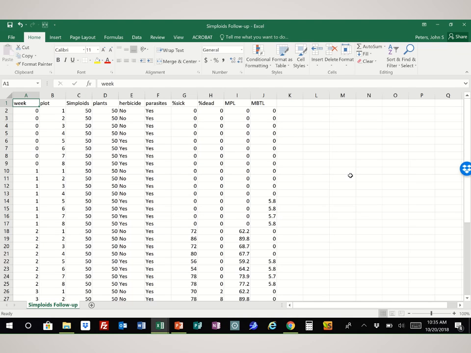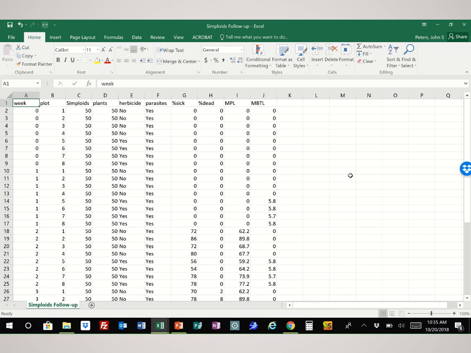We are now going to discuss how to sort data in Microsoft Excel. The data that I have here is from an experiment that I did in SimUtext as the follow-up to our Save the Simploids experiment last week. If you recall, in that experiment last week, we found out a couple things.